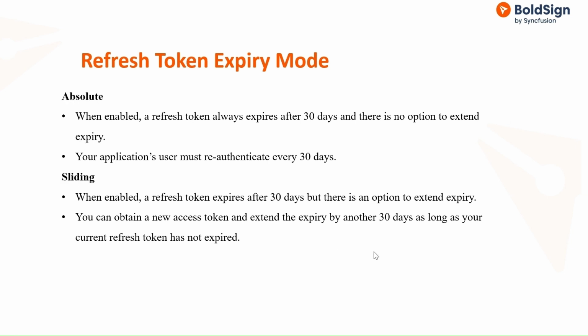In absolute expiry mode, the token is valid for 30 days from the time it is issued. Once this period ends, the user must log in again to obtain a new token. In contrast, sliding expiry allows the token's validity to be extended by another 30 days each time it is used. This means the user does not need to log in again as long as the token remains active and is used within the expiry window.